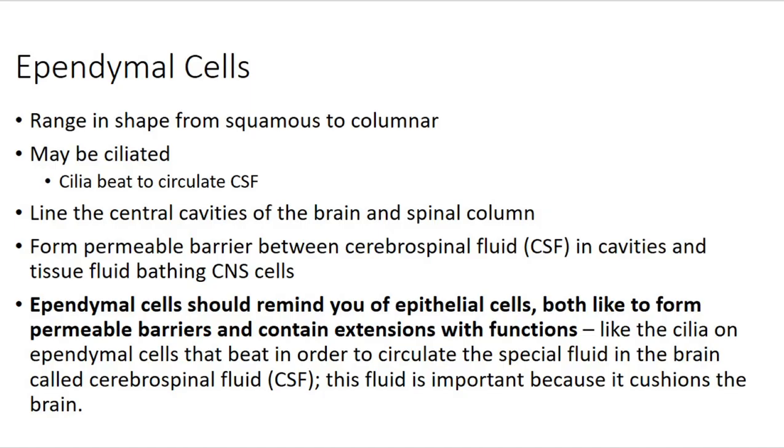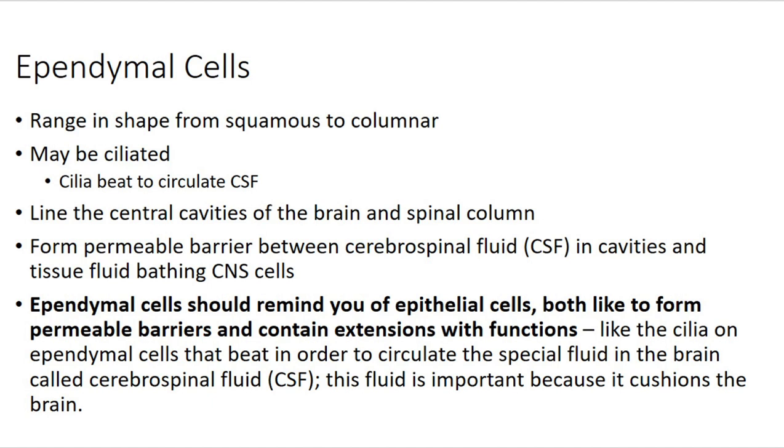Next we have ependymal cells, and this may look like the term epithelial cells, and ependymal cells do have a similar structure. They range in shape from squamous to columnar. Where have we heard that before? With epithelial tissue. They might have cilia, like some epithelial tissue, and those cilia beat to circulate cerebrospinal fluid in cavities of the brain and spinal cord. And where we can find them are in the brain and spinal cord. But they do have that epithelial sheet shape.